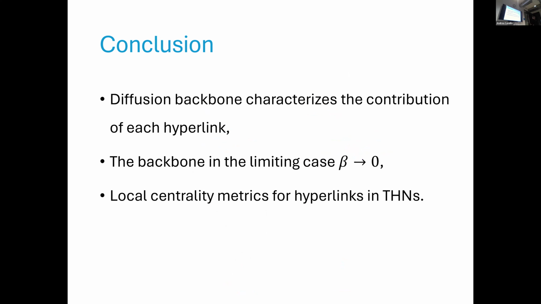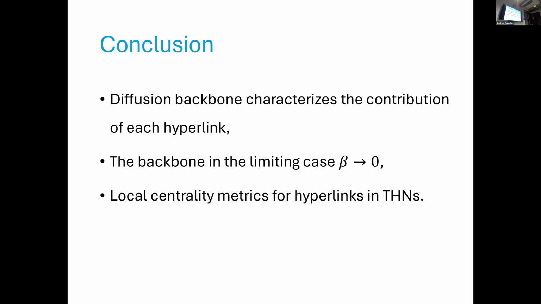So these are basically all our results. First, we propose the concept of diffusion backbones, which characterize the contribution of each hyperlink in the temporal high-order network. Second, we analyze the backbone in the limiting case. And we propose some centrality metrics to estimate the contribution of a hyperlink in the temporal high-order network.